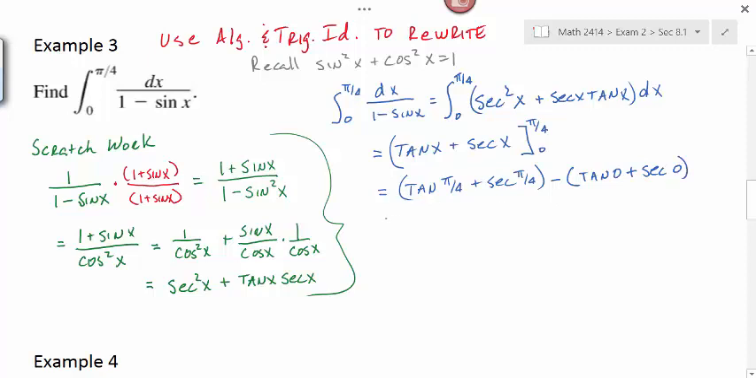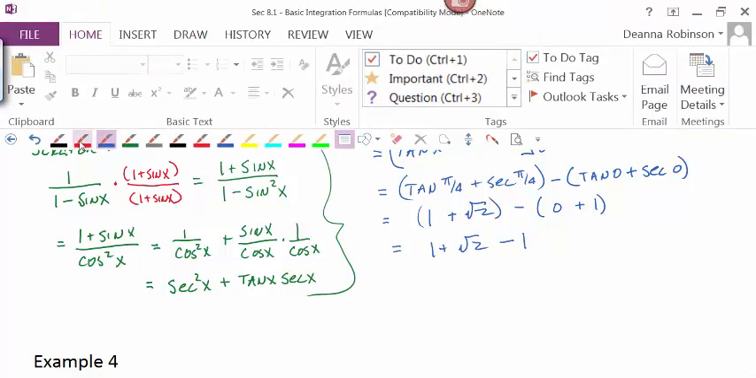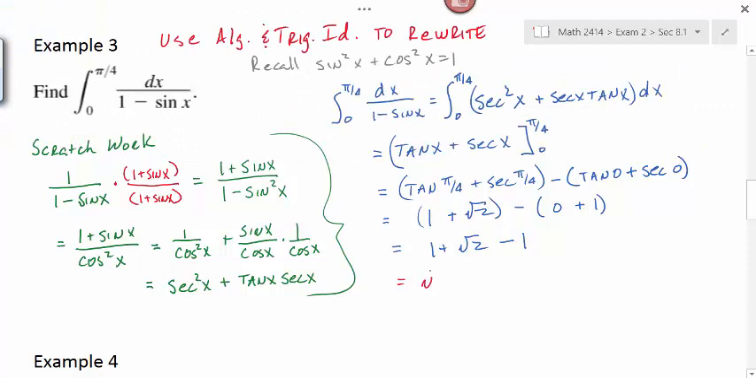What is tangent of pi over 4? Use your trig formula sheet if you need to. This is 1 plus, what is secant pi over 4? 1. No, it's not. I'm sorry. It's square root of 2. Minus, what's tangent of 0? And secant of 0 is 1. This ends up being 1 plus the square root of 2 minus 1. The final answer then would be the square root of 2.